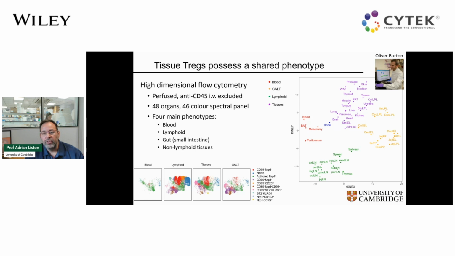And then finally, you've got the classical non-gut, non-lymphoid tissues. And here what we see is that the phenotype of the regulatory T cells across all of these different non-gut, non-lymphoid tissues basically looks the same. They're enriched in activated cells, but they're also in particular enriched in a population of activated cells that also express CD69, ST2, some of these classical residency markers.